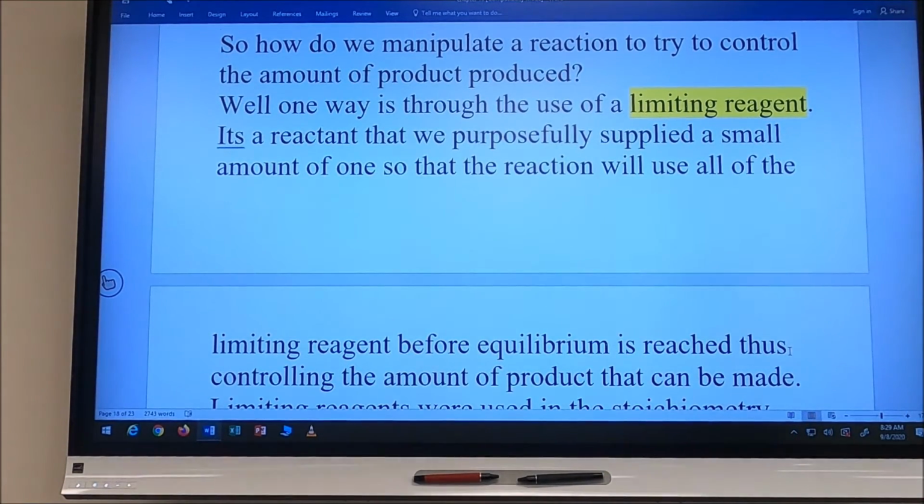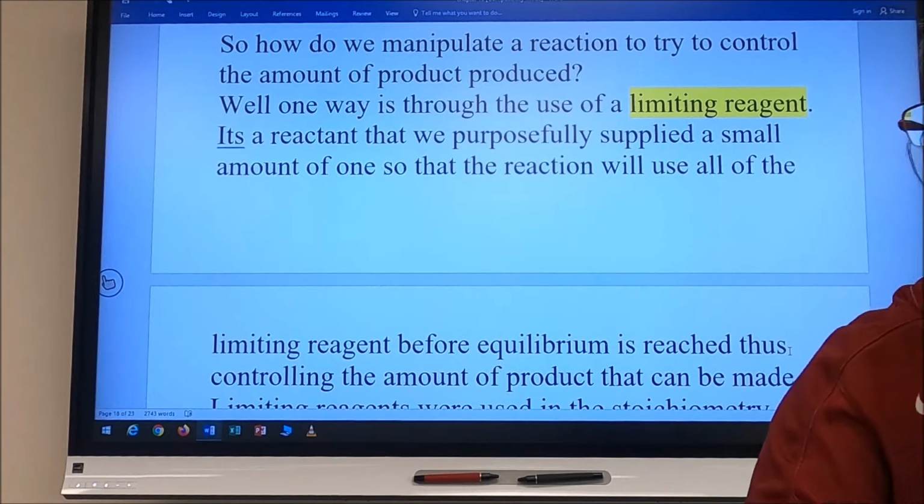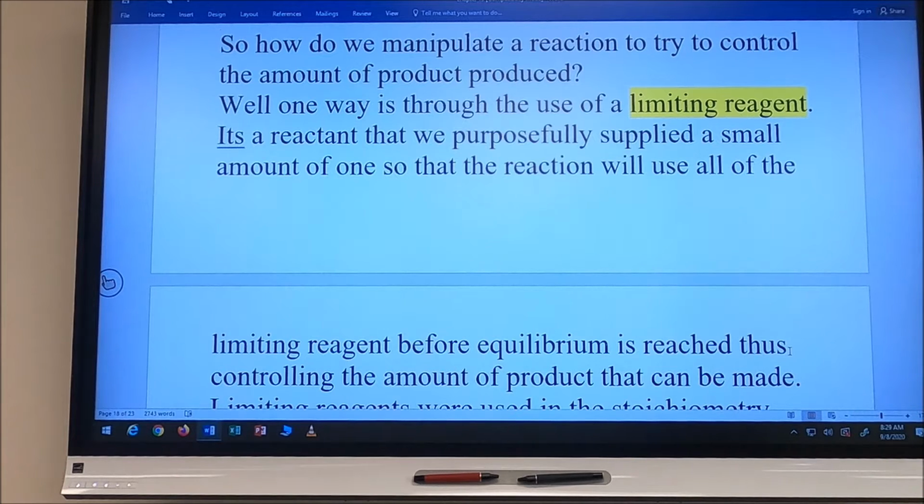Hello everybody. We're back to work on finishing off chapter 15. And today what we're going to do is let our calculators cool off a bit, and look at how we manipulate a reaction to try to control the amount of product. Last semester, we concentrated on limiting reagents to control the amount of product.